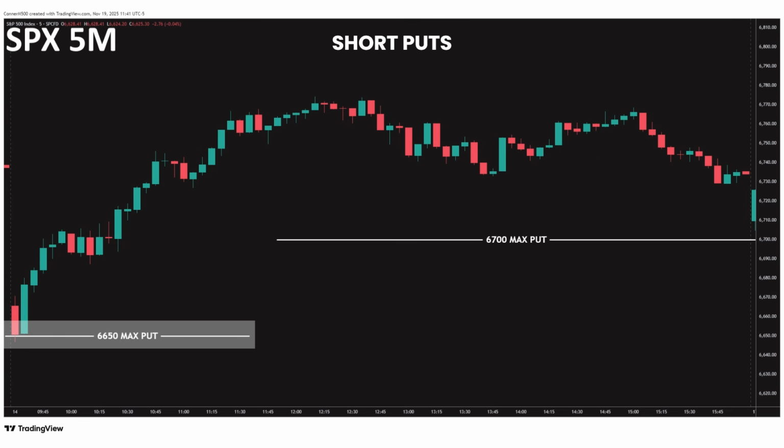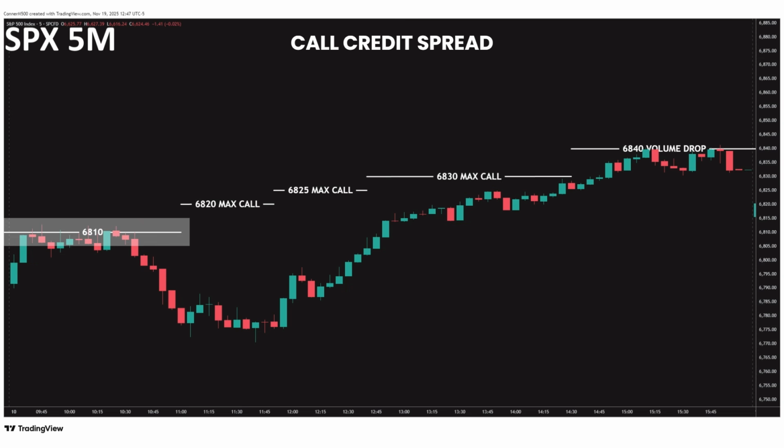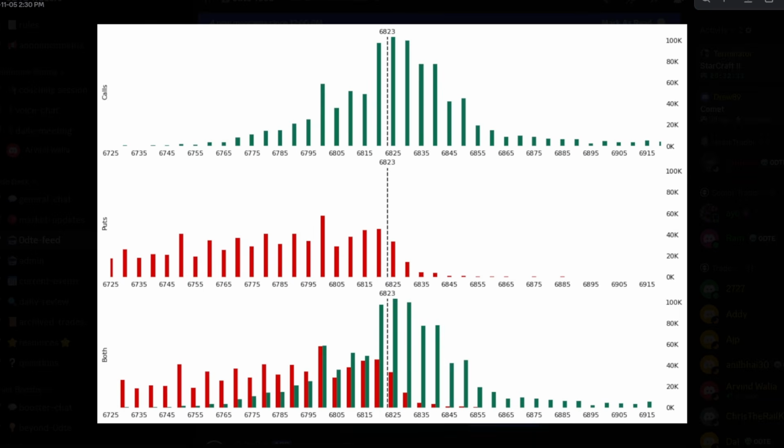For example, if you're short puts and the max put is shifted higher, you can roll your puts higher to the new max put to collect more premium. For example, if you are short calls and the max call is shifting higher, you can roll your calls higher toward the volume drop, or start to reduce directional exposure by selling puts or buying a long call.